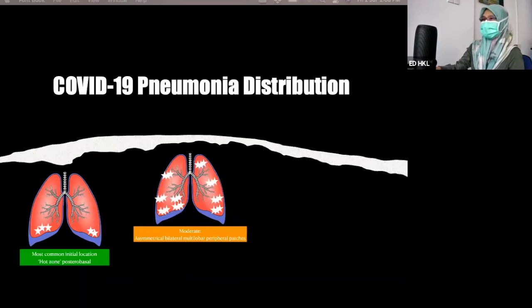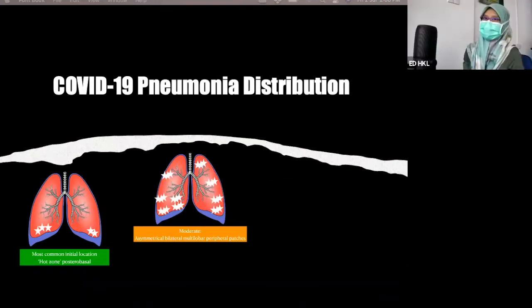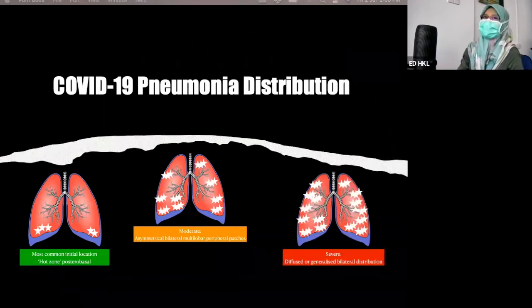When COVID-19 pneumonia worsens, it will be distributed in a patchy, asymmetrical, multi-lobar, bilateral pattern. That's why we have to scan 12 sectors. So when it worsens, it will become generalized, and you will see confluent B lines in almost all quadrants or sectors.